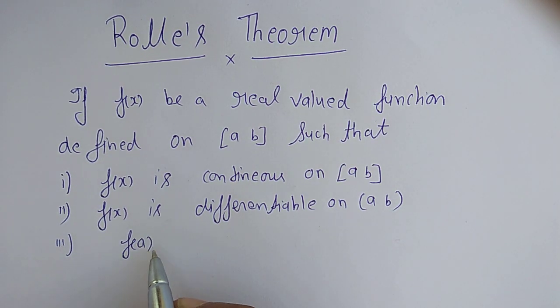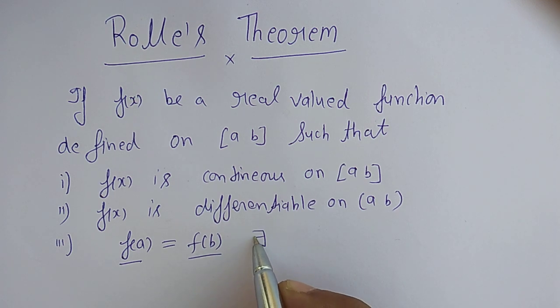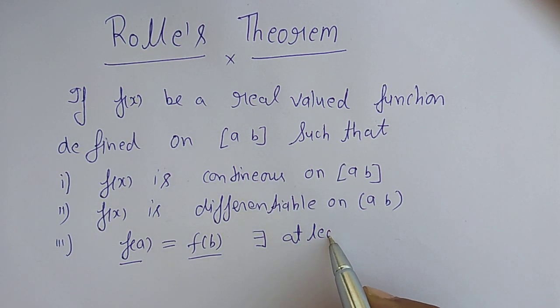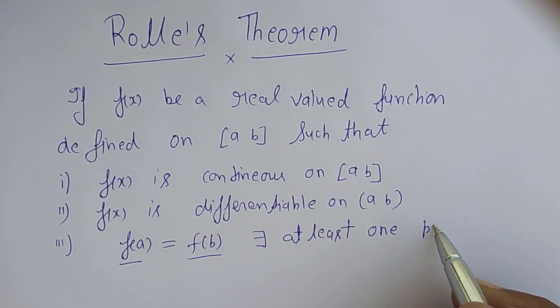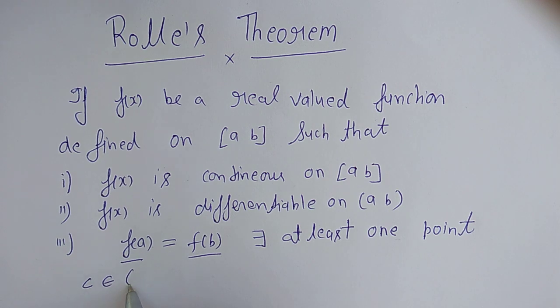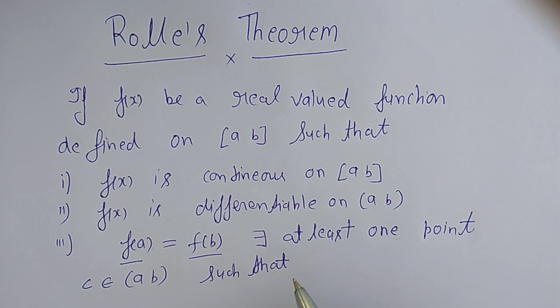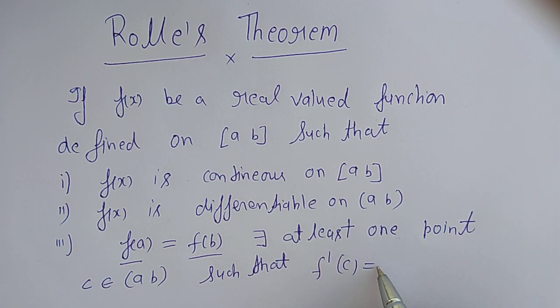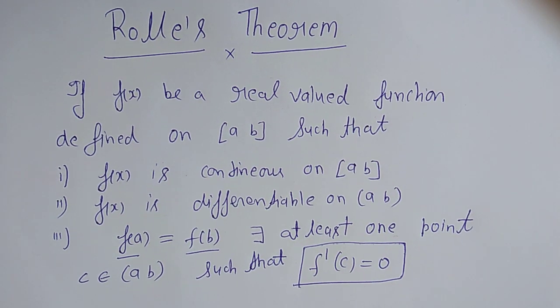f of a equal to f of b, if the functional value on both the boundary is same, then there exists at least one point c belongs to open interval a b such that f dash c equal to 0. So this is the statement of Rolle's theorem.